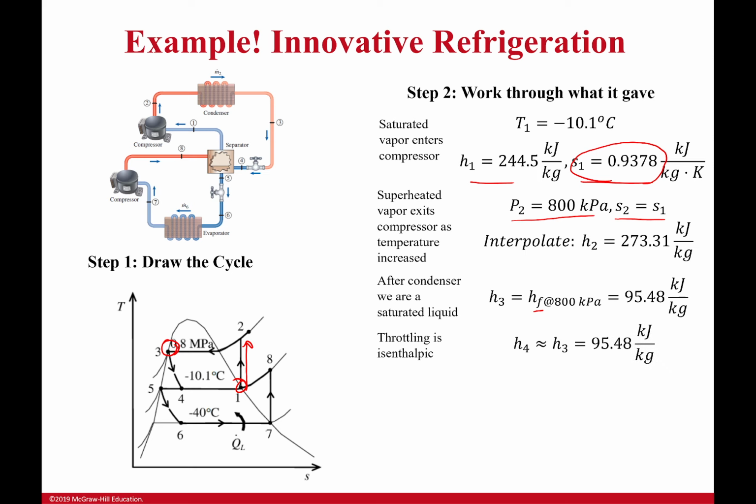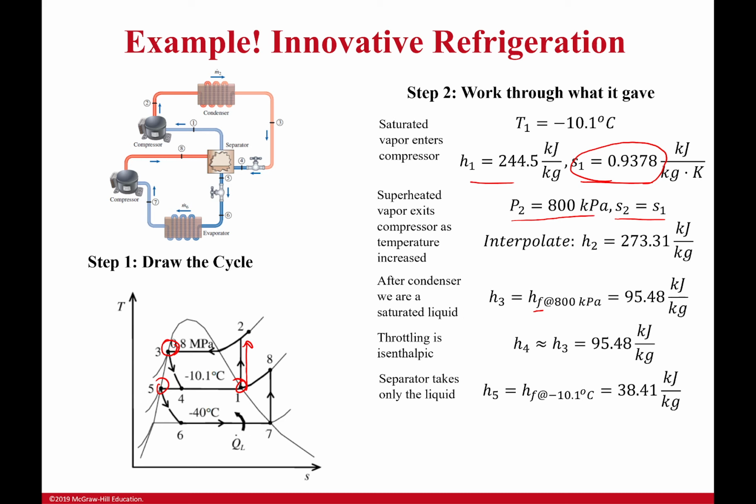This is an easy one because throttling is isenthalpic. So our enthalpy after throttling and the enthalpy before it are roughly the same. Is it actually the same? No, you do typically lose some heat transfer, but this is a magical adiabatic system. Okay, now we're going to go to point 5. We could kind of jump over to point 8 if we wanted to, but we don't quite know enough for that one yet. So we're going to go to point 5.